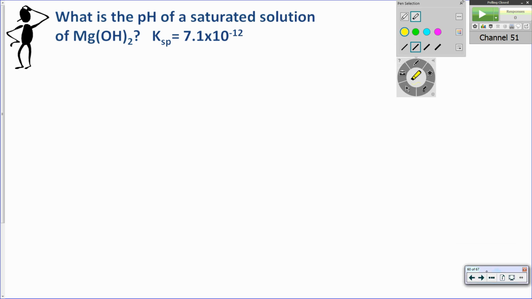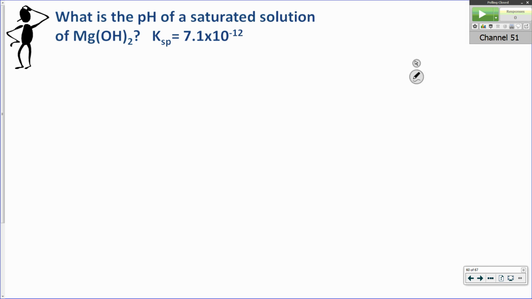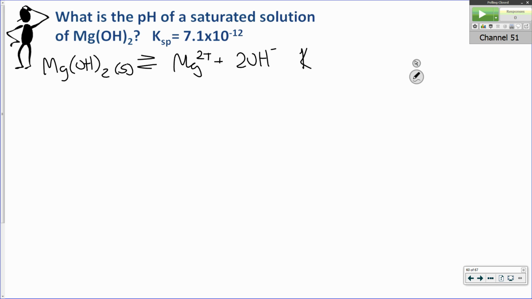This one is the magnesium hydroxide solubility. Magnesium hydroxide dissociates into the magnesium 2+ cation and 2 OH minuses. And I can write a Ksp expression for that. Ksp equals the concentration of the magnesium 2+ times the concentration of the hydroxide ion, squared.